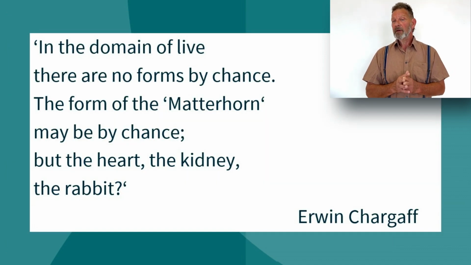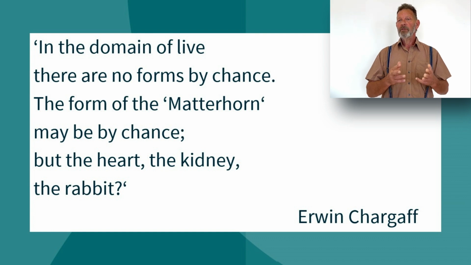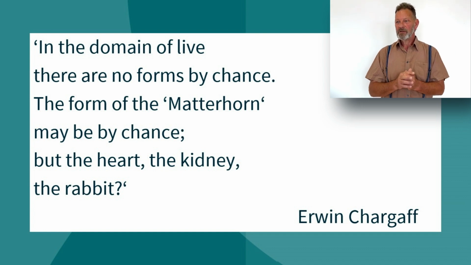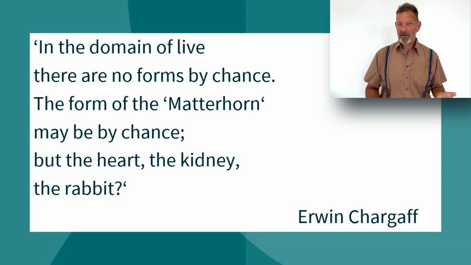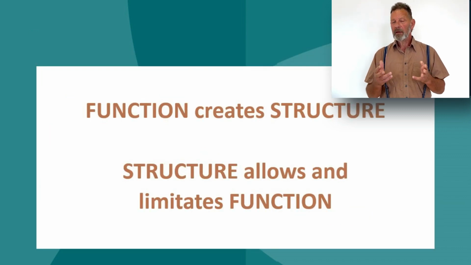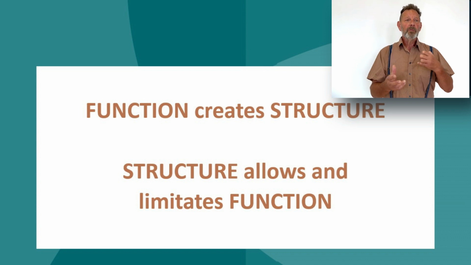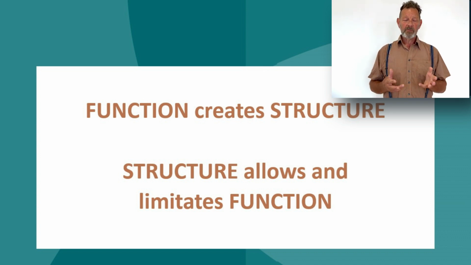There's an Austrian physician who received the Nobel Prize. He said, in the domain of life, there are no forms by chance. Maybe the form of the Matterhorn is by chance, but the form of a heart, of a kidney, of a rabbit, it's not by chance. There are some processes behind that create these forms. So in the sense of Rolfing, function creates structure. That means if I use my body in a certain way, it builds up my structural situation.